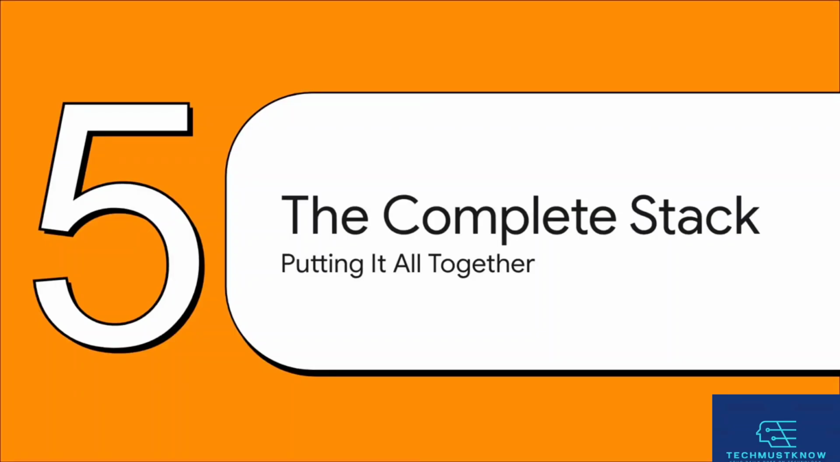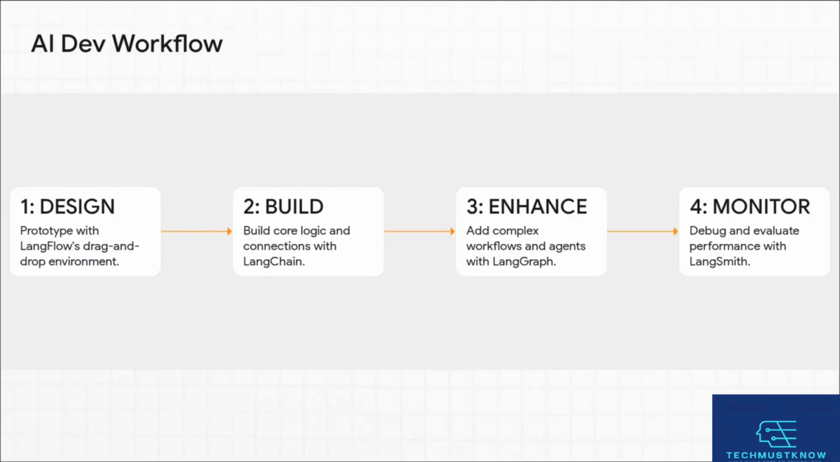All right, now let's zoom out for a second and see how all four of these very different tools come together to create one single, incredibly powerful development stack. And here it is. This is the complete modern workflow for building AI. You start with a visual prototype in LangFlow. Then you build its core logic with LangChain. You can then enhance it with that complex agentic behavior using LangGraph. And finally, you monitor, debug, and perfect it for the real world with LangSmith.